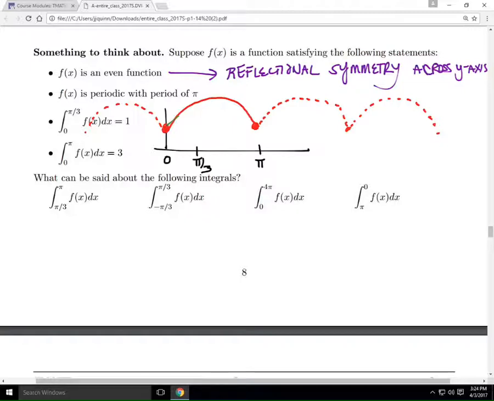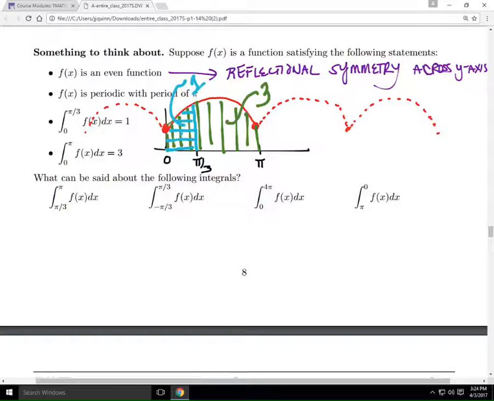All right, then I'm given two definite integrals. I know that the integral from 0 to pi over 3 is 1, and the integral from 0 to pi of f of x dx is 3. So that tells me I know something about areas. So the area under the curve between 0 and pi is 3, and the area under the curve between 0 and pi over 3 is 1. That's all I have to work with. So how can we use these facts to come up with the definite integrals below?